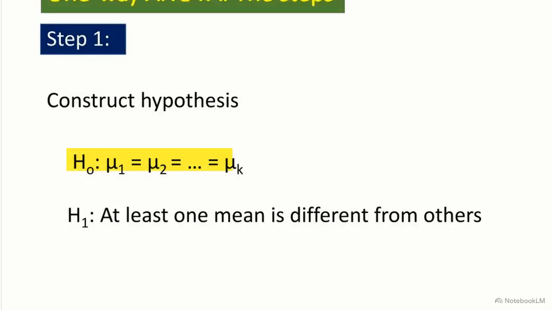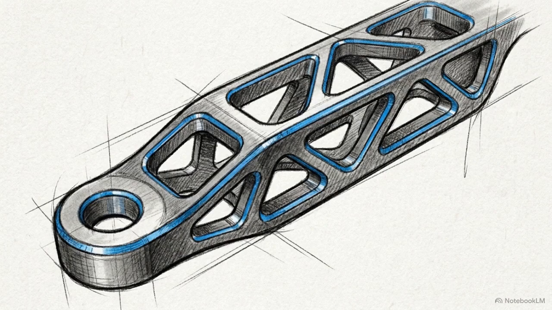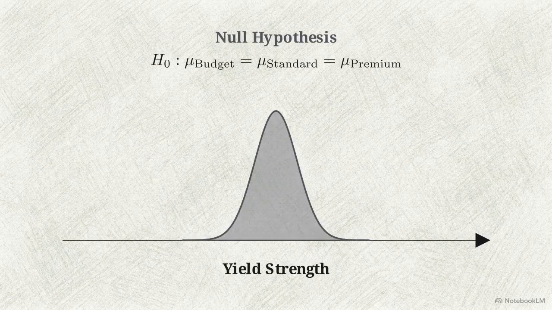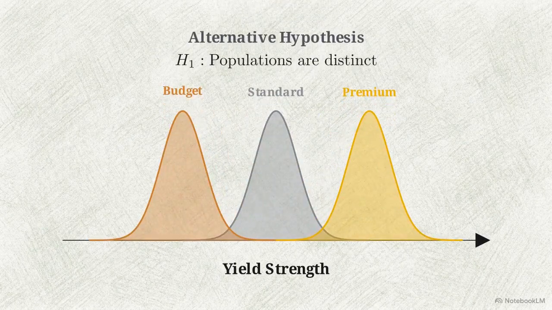Our null hypothesis, H0, assumes that the true population means of all three materials are exactly the same. The alternative hypothesis, H1, states that at least one of these means is different from the rest. If you want to justify paying for the premium titanium, your data has to be strong enough to reject that null hypothesis. You must prove the struts don't all come from the exact same population of metal.